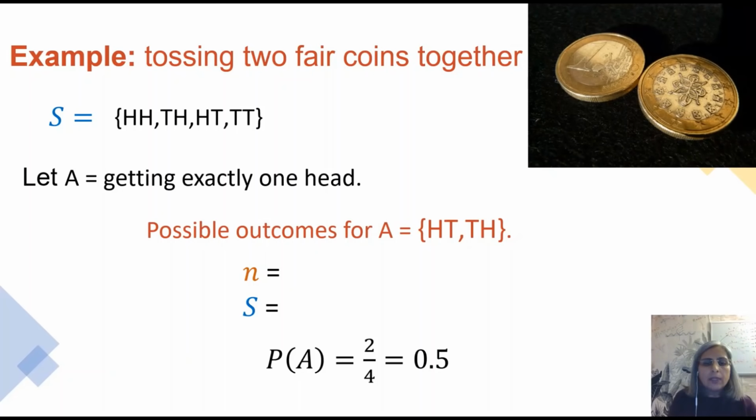And we see that the number of outcomes in A is 2 and the number of outcomes in S is 4. So our N and S turn out to be 2 and 4, and so the probability of having exactly 1 head comes out to be a half.